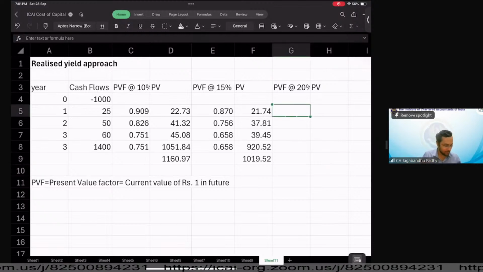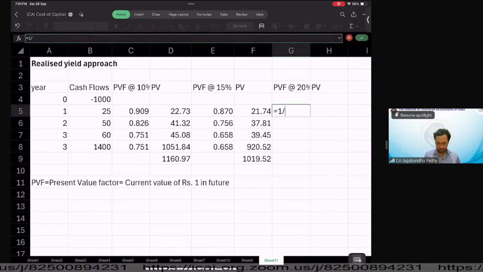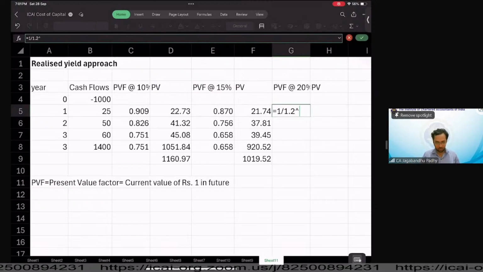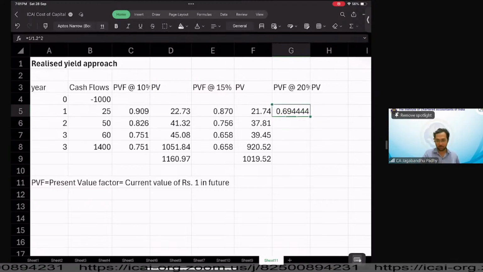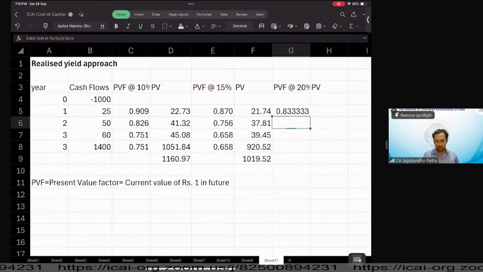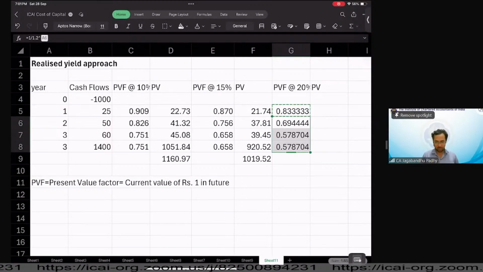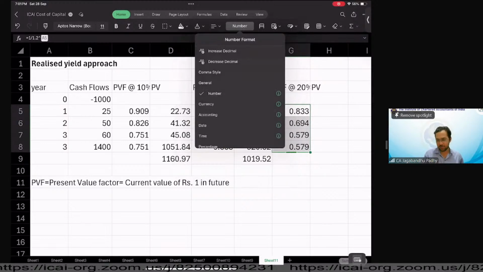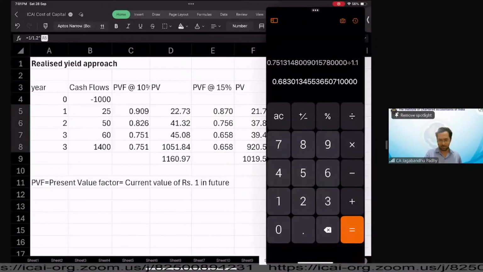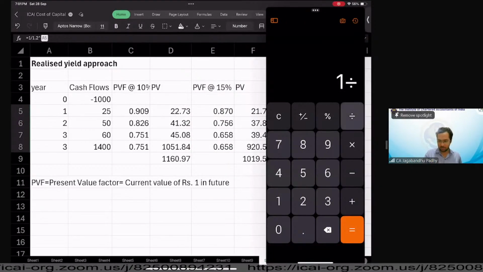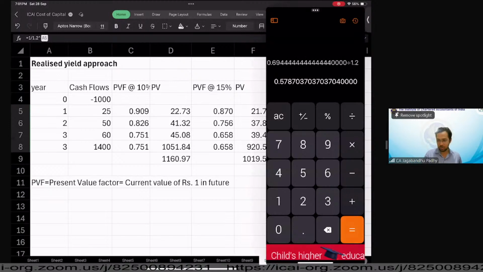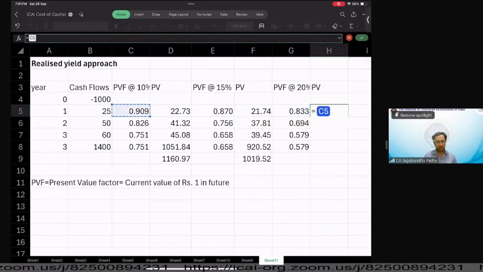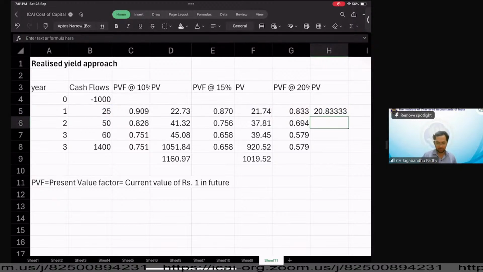Okay, give me the PV factors. 1 divided by 1.2, to the power of 2, my bad, power of number of years. This will be your PV factors. You're aware, right? You can get it simply as 1 divided by 1.2 to the power of the year. Then you multiply the cash flow with the PV factor.